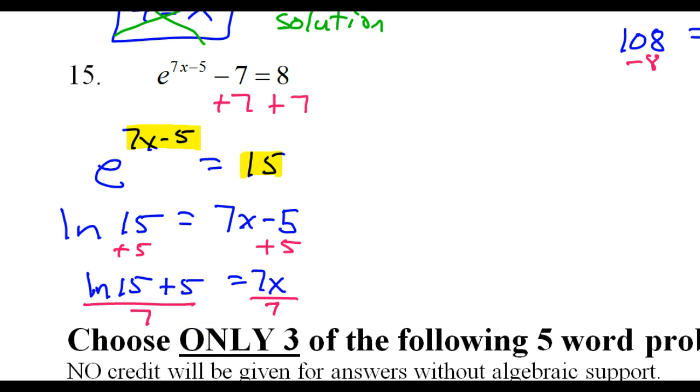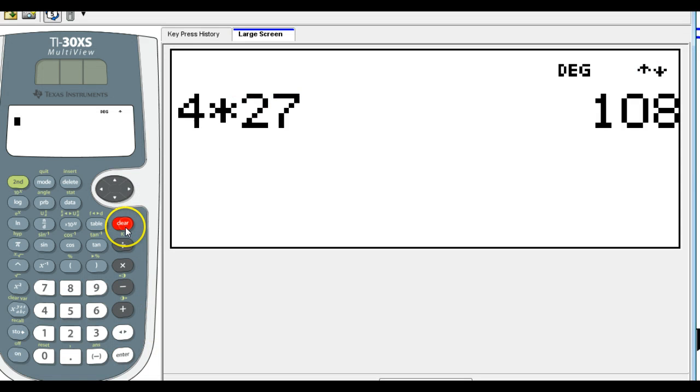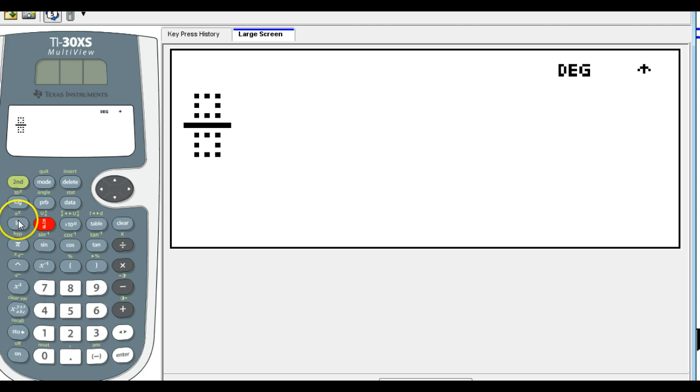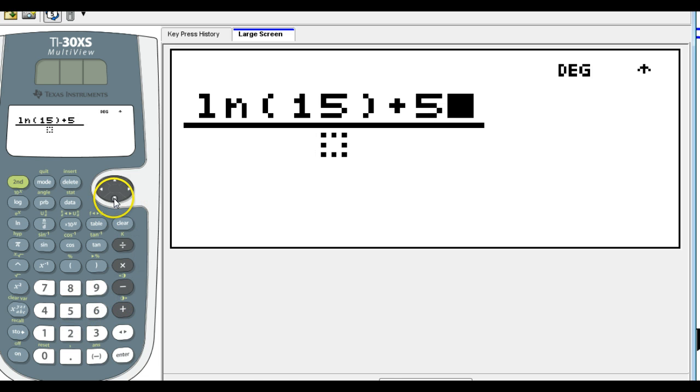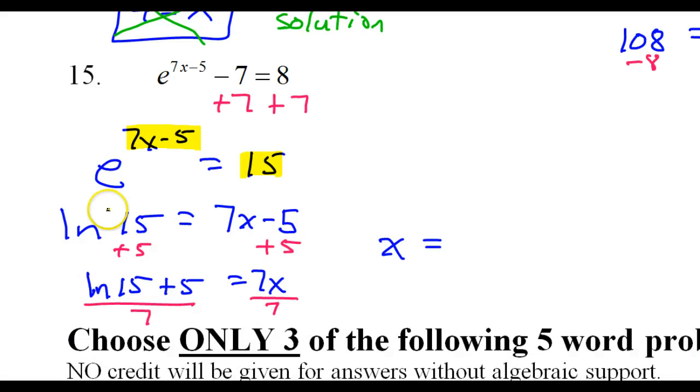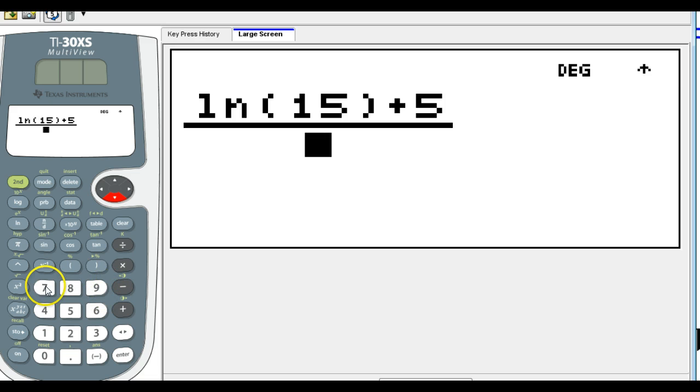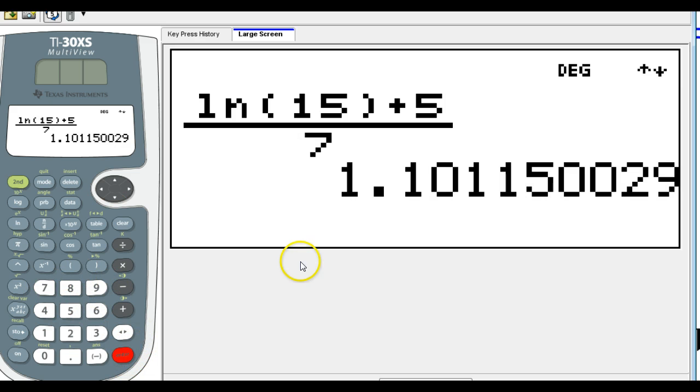Natural log, let's put this off to the side. Natural log 15 plus 5 over 7. So natural log 15, close your parentheses, plus 5 over, what was it, 7? So there you go, 1.10.